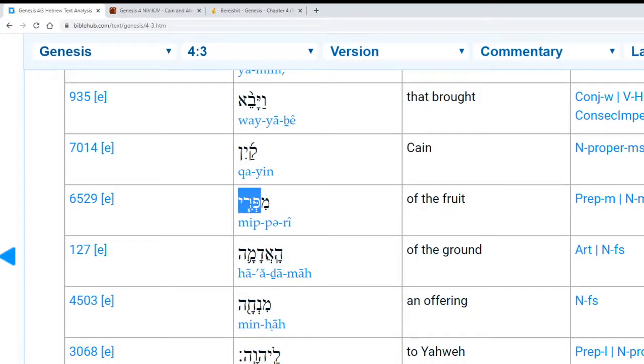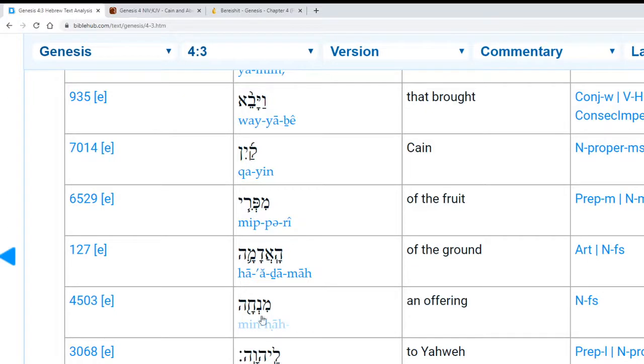Cain, mi pri, conjunctive vav. Pri here is in the construct form, right? That's why it ends with a yud. Mi pri, and then the article here also tells us we're in the construct form. Adama, so from the fruit of the ground.